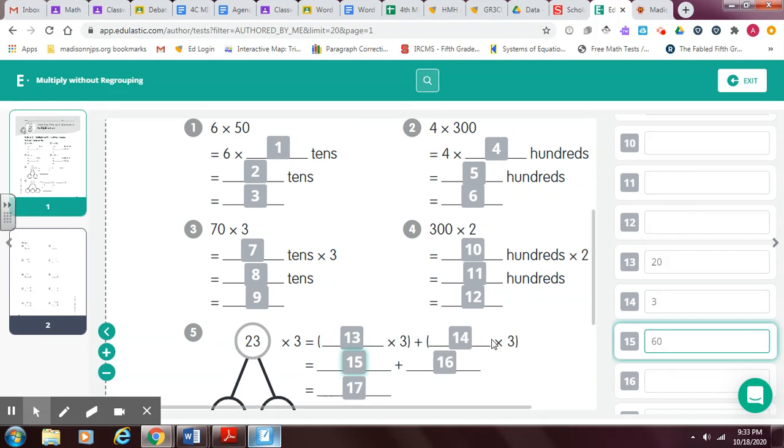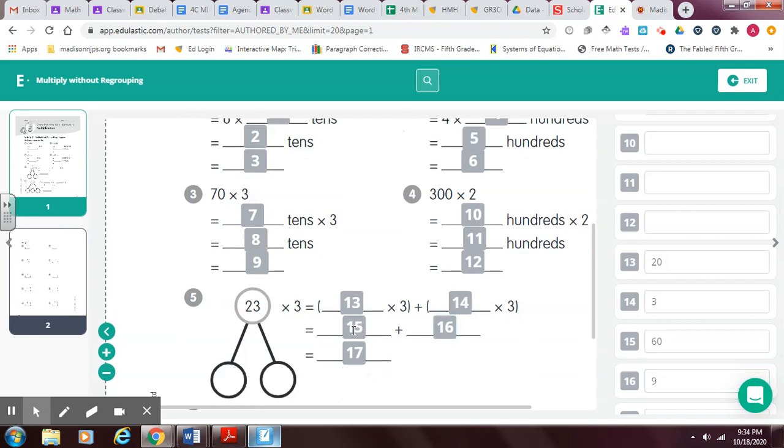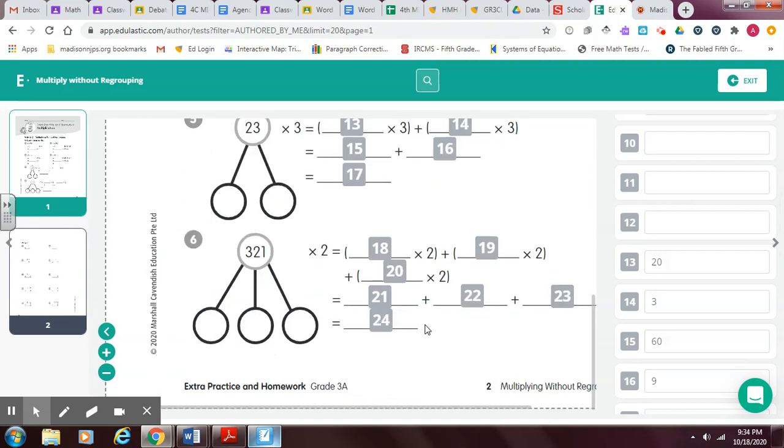Over here, my answer for 14 is going to be multiplied times 3. So my answer for 14 was 3. 3 times 3 is my answer for 16. 3 times 3 is 9. And now, look, I take 15 plus 16, 60 plus 9, to get my answer for number 17. So you're going to finish that one up on your own.